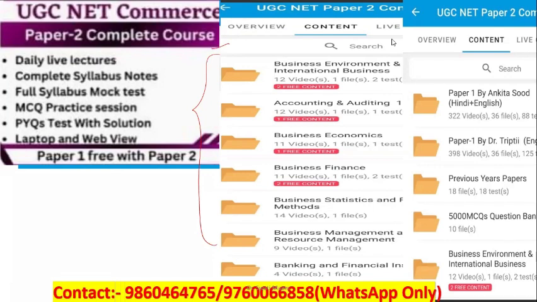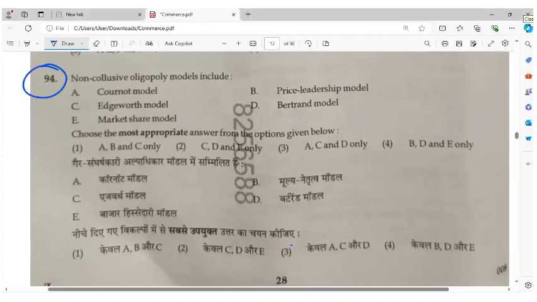So let's start with our next question. Question number 94: the non-collusive oligopoly model includes which option? The options are given. Yes, the Cournot model is a non-collusive oligopoly, and the price leadership model. And one more, that is D. Yes, the Edgeworth model and the share market model are not part of the non-collusive oligopoly model, and the Bimodal trade. So the answer is option A, B, D.